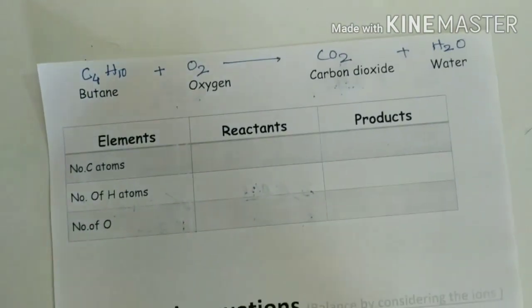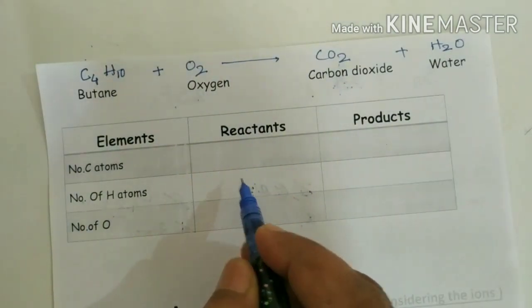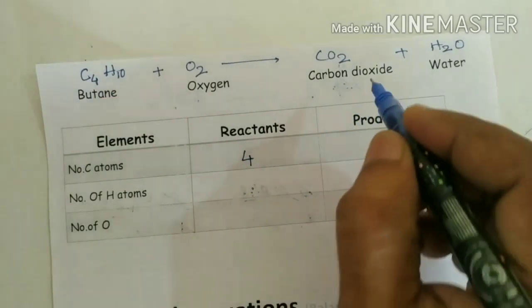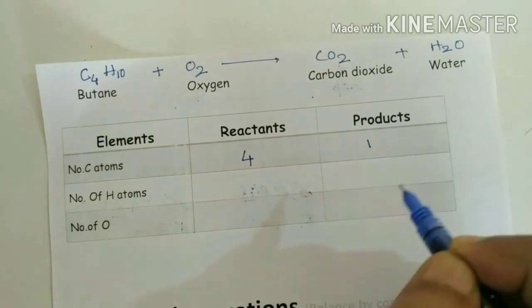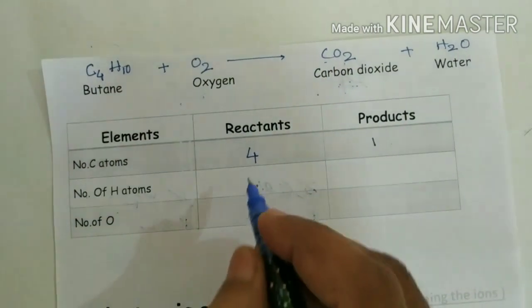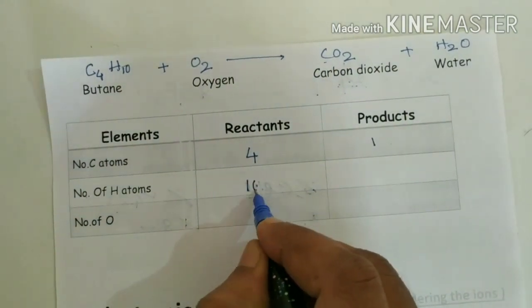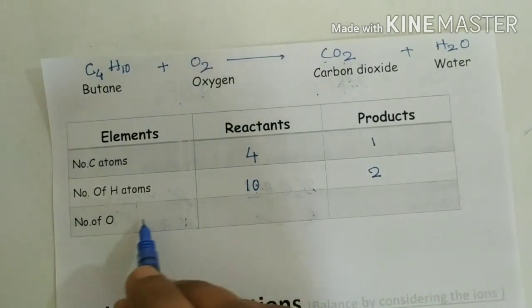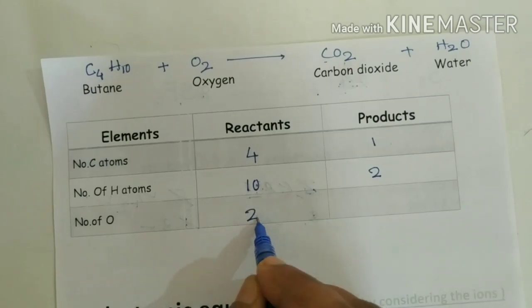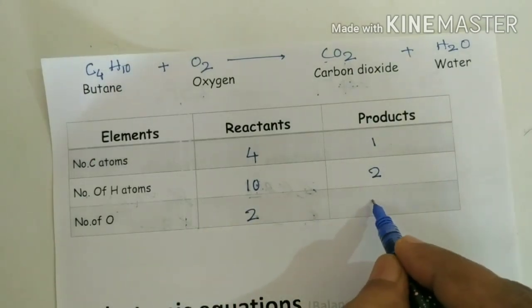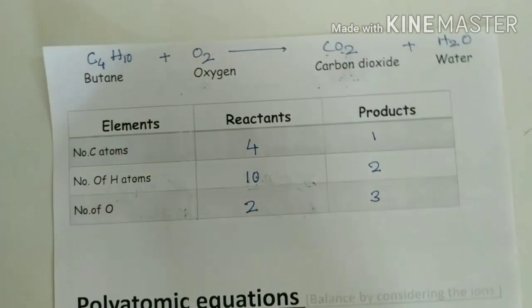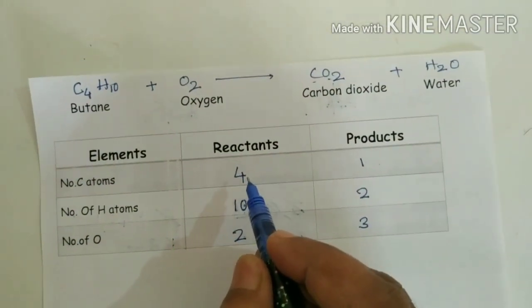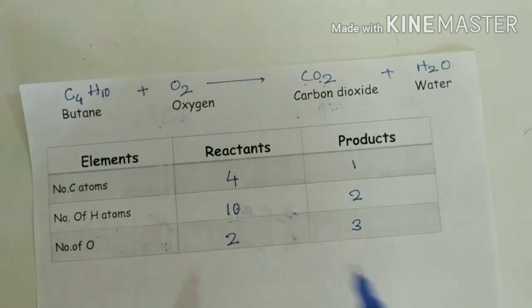Now write the number of each atom. The number of carbon atoms here is 4, so I will write 4. Here, what is the number of carbon atoms? Only 1. The number of hydrogen atoms here is 10, and here only 2. Here the oxygen atom is 2, whereas on the other side the oxygen atom is 3. Now balance the chemical equation. Very interesting, a little special.